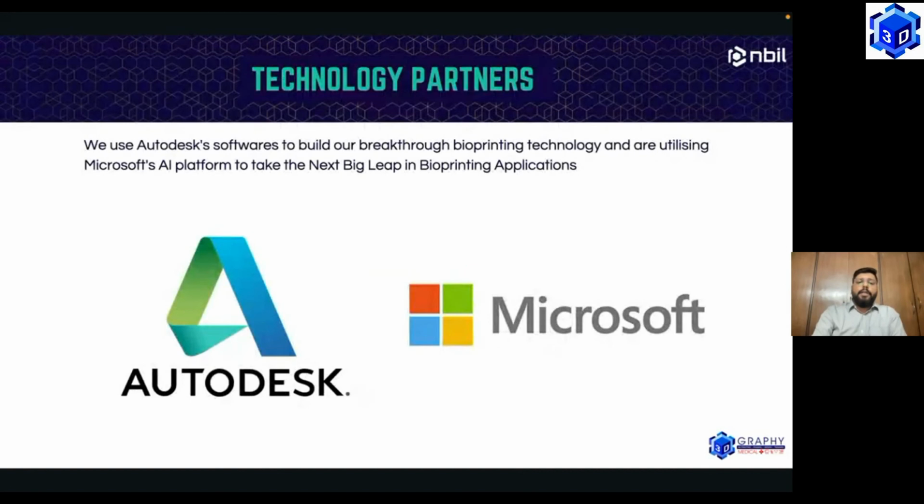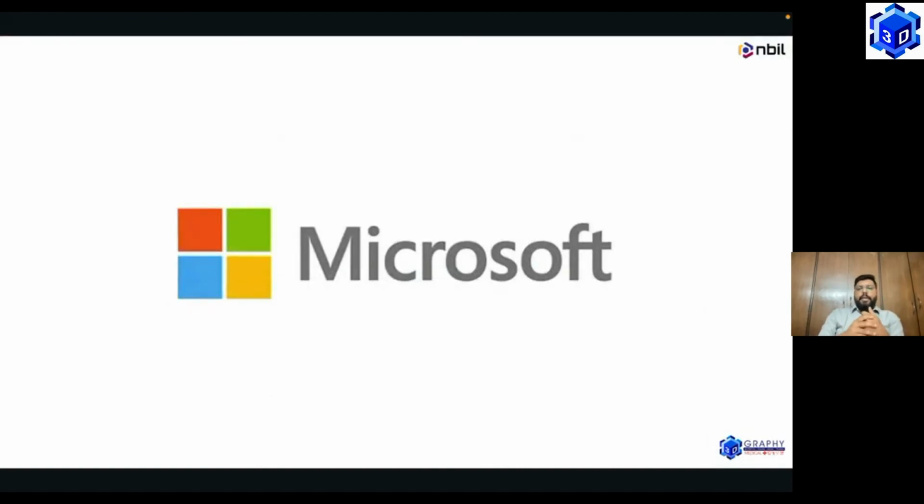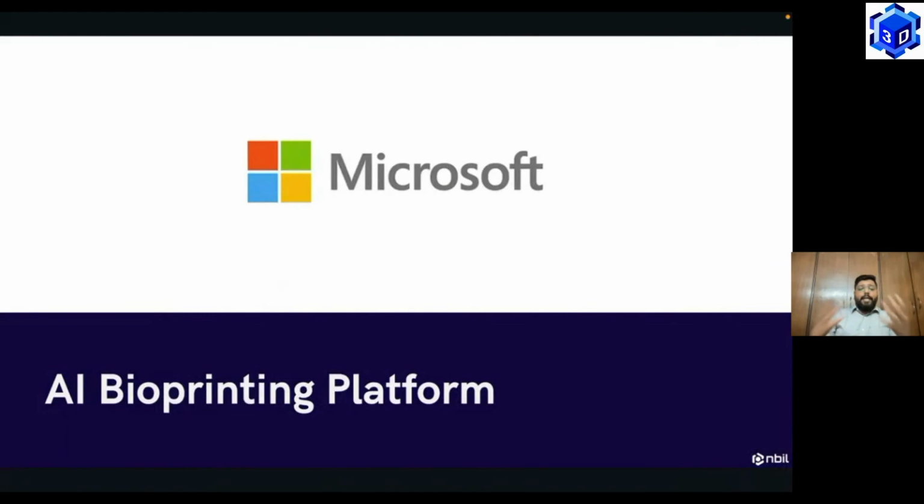We've had a lot of good technology partners along the way. Autodesk is one of our earliest partners. They provided us with all the software that we needed to develop the boards, as well as to develop the technology around it. But the most recent partner, in August 2021, is Microsoft. With Microsoft, we're utilizing their platform to develop an AI-based bioprinting platform. The focus of this platform is for the machine to think by itself, to understand, okay, am I going right or am I going wrong?